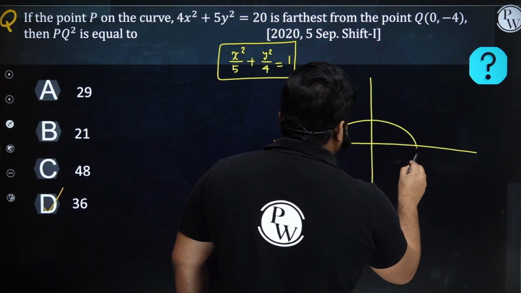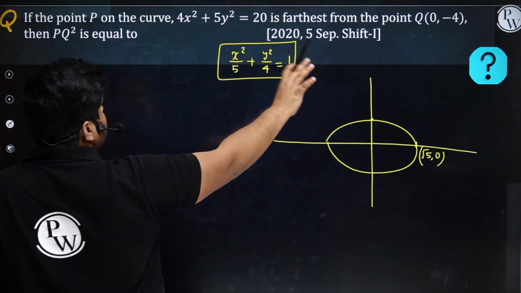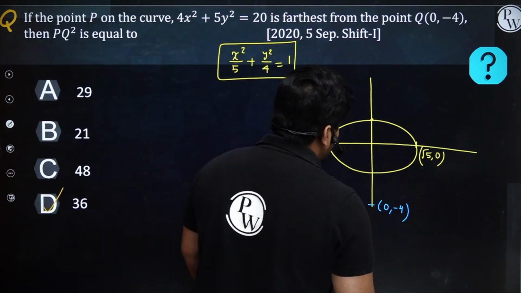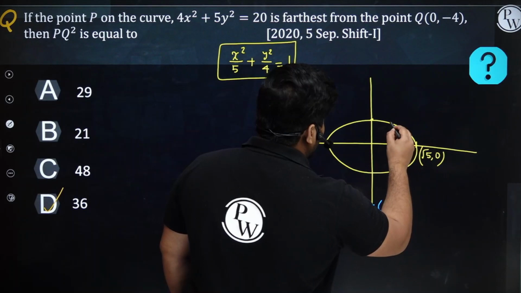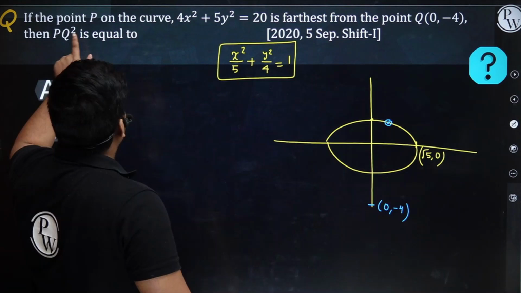So this is (root 5, 0), right? And we need to find out the farthest point from (0, -4). Now (0, -4) will be somewhere here. And what do we need? The farthest point from this ellipse. So any random point, guys, we can consider any random point on this ellipse, and (0, -4), the point P on the curve is farthest from the point (0, -4).